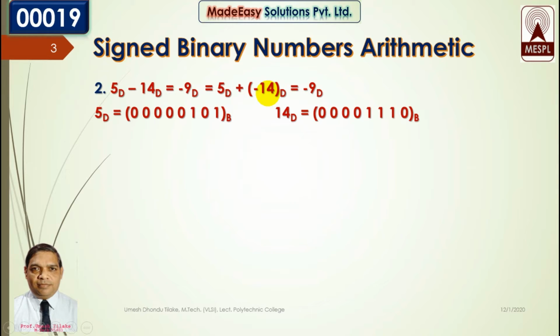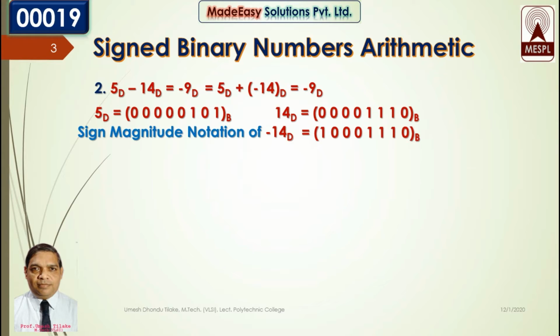Now we will represent minus 14 using all the methods because 14 is our subtrahend which is negative. So first we will represent minus 14 using sign magnitude notation. Here this MSB bit will change to 1 to indicate minus 14 and the magnitude bits will remain as they are. So our number will be 1 0 0 0 1 1 1 0. So the sign magnitude notation of minus 14 is 1 0 0 0 1 1 1 0.